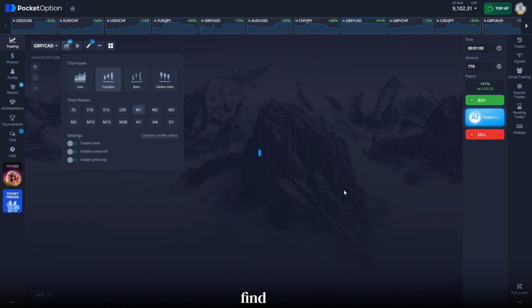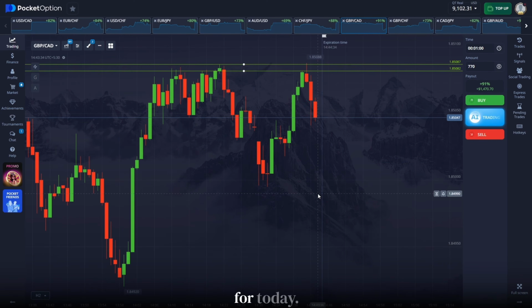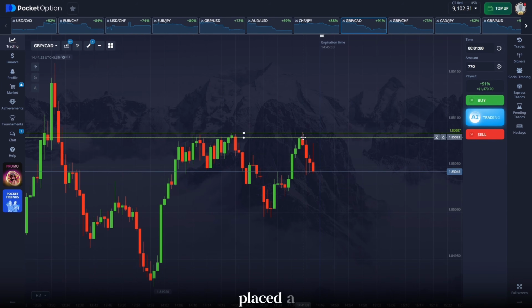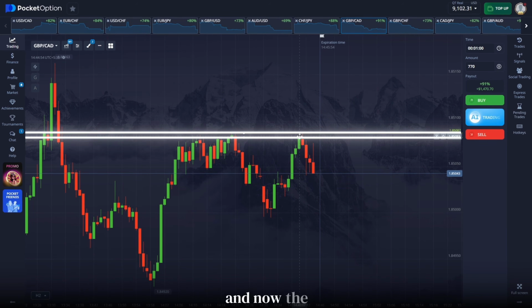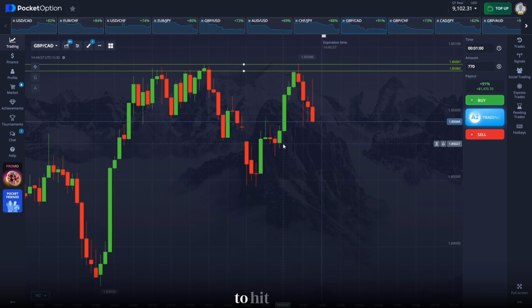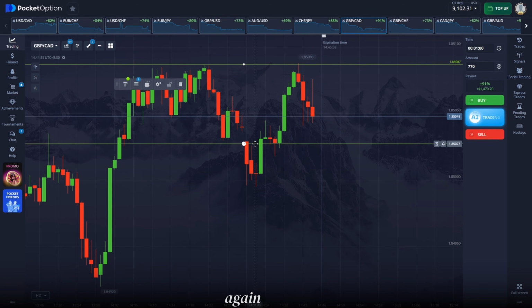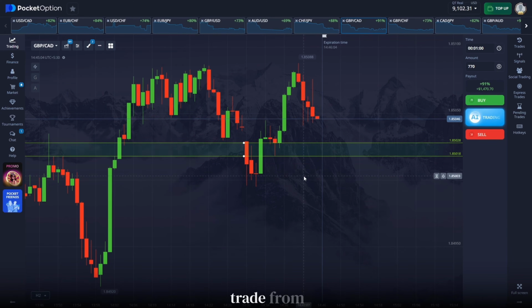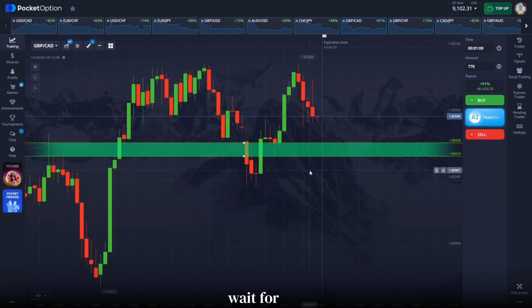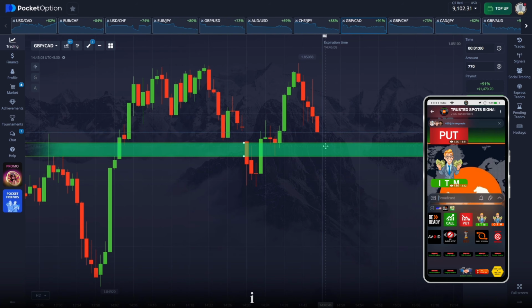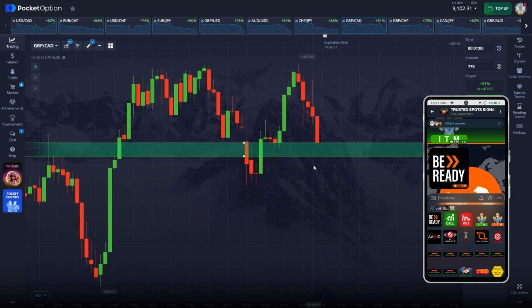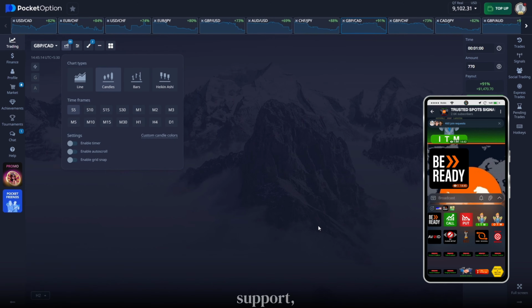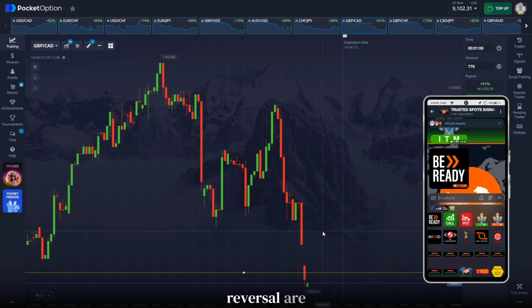Now let's find the last trading opportunity for today, and then we will end this session. I recently placed a reversal trade from this zone, and now the price is falling and it is about to hit this recent support level, which again can be used for a reversal trade. So let's target a reversal trade from this zone. I will not wait for the candle closing here. I will instantly place a trade. If I get a solid reversal pattern, the price hit the recent support, chances of reversal are high.